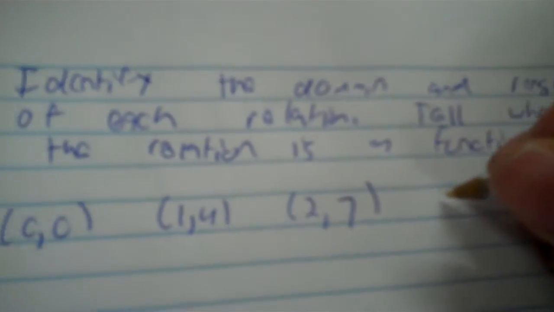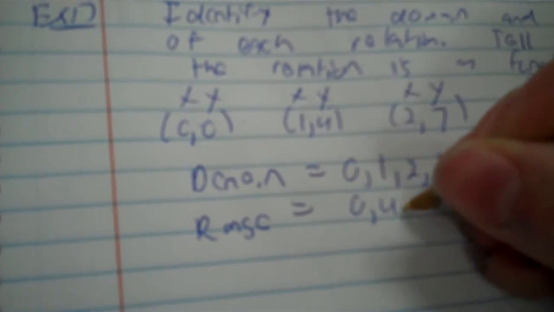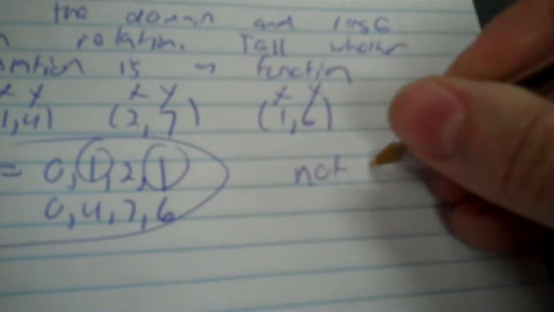Alright, so we have 0 with 0, 1 with 4, 2 with 7, this is example 7, and 1 with 6. So the domain and range are easy to figure out. Okay? X, Y, X, Y, X, Y, X, Y. So the domain is 0, 1, 2, 1. And then the range is 0, 4, 7, 6. Okay, I have repeats of 1 in the domain, so therefore it's not a function.